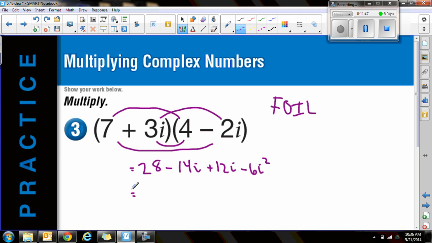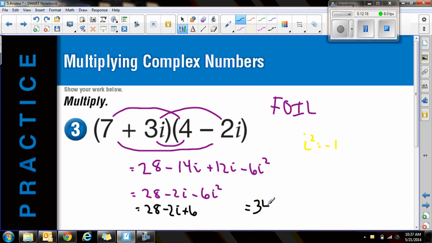As always, combine your like terms. So we'll have 28 minus 14i plus 12i is going to give me a minus 2i, and then minus 6i squared. Now, here once again, our big rule's coming up. Remember the fact that i squared is actually negative 1. And if I can remember that fact, this becomes 28 minus 2i, 6 times negative 1, which makes this plus 6, which means my final answer, 28 plus 6, is going to give me 34 minus 2i.